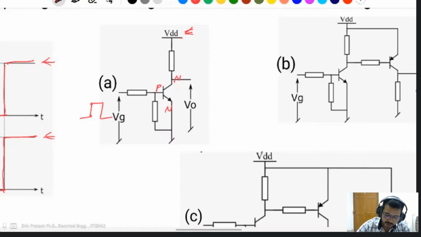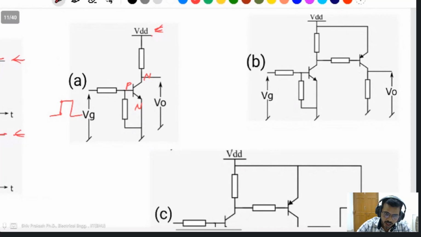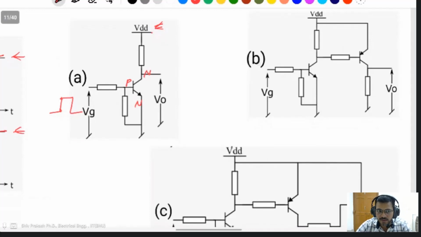To check this, think about only the base current, the base voltage. If the base voltage is 0, going to ground, a minimum relative to VDD, then the PNP transistor will be turned on. If the base is given a supply voltage, a higher voltage, then the NPN transistor will be turned on. Otherwise, all of these will turn off.